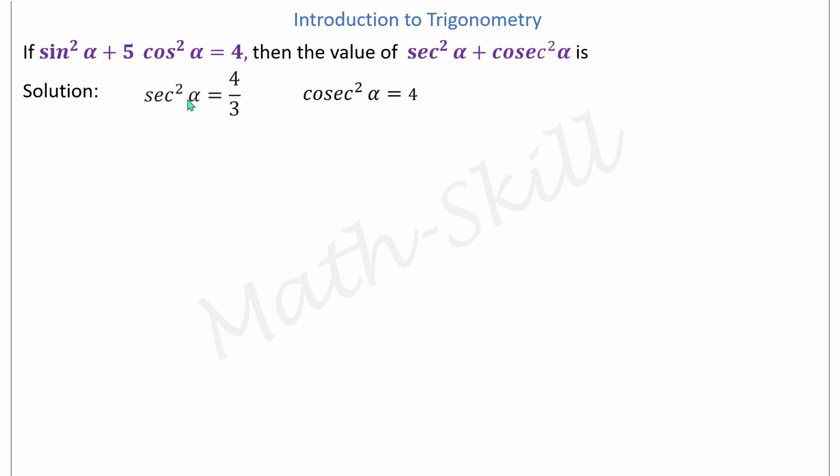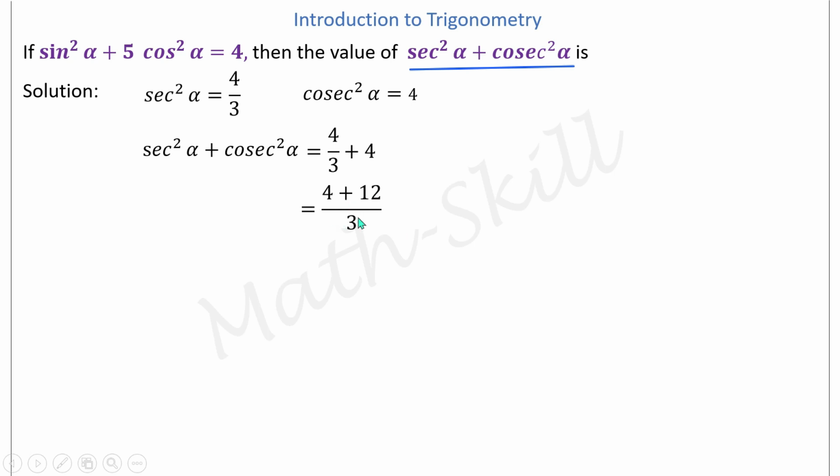Let's use sec²α is equal to 4 by 3 and also cosec²α is equal to 4 to find out the value, that is sec²α + cosec²α is what we have to find out. Now let us see how to do that. sec²α is just now what we found out as 4 by 3, plus cosec²α is 4. Therefore, 4 by 3 plus 4, or upon taking LCM, it is (4 + 12) by 3, or 16 by 3.